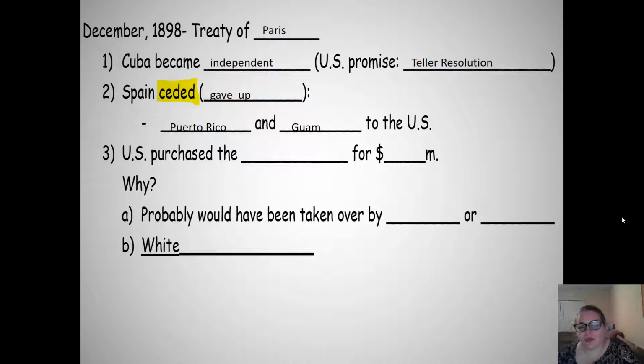The U.S. also agrees to purchase the Philippines. So Spain loses. Hey guys, you lost. How about I give you $20 million? It's kind of how that went. We wanted the Philippines and we bought them.